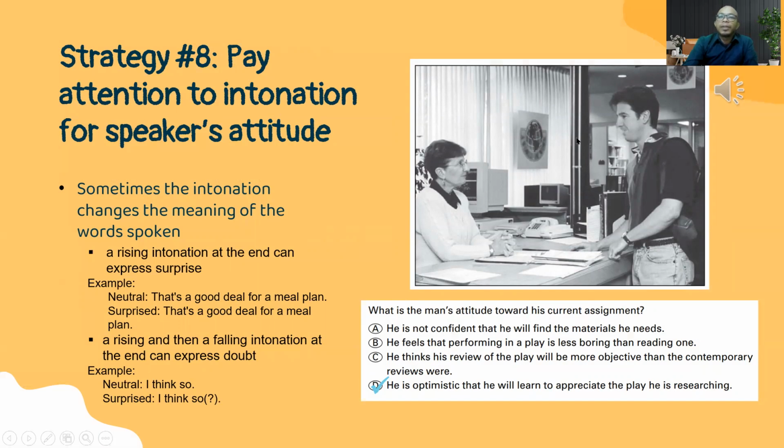Okay, so he says at the end, well, I'm sure I'll figure it out. Now, that intonation implies or means that he is confident, right? He sounds confident when he said that. So that intonation can help you identify the correct answer, D. He is optimistic that he will learn to appreciate the play he is researching.